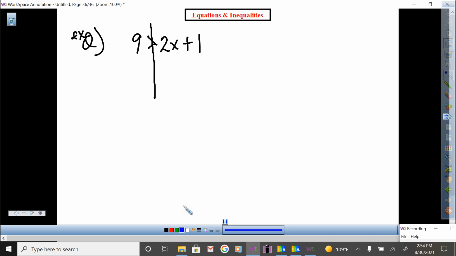I'm going to switch to blue so I can do the first step. Can I simplify the left side? No. The right side? No. So what do I do to leave x by itself? What would be the first thing we do? Minus 1. We're left with 8 greater than 2x. Am I done leaving x by itself? No, I need to get rid of that 2. Divide by 2, divide by 2. And that leaves me with 4 greater than x.